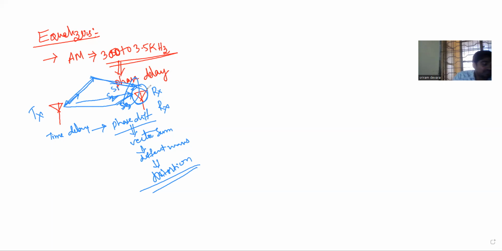Therefore, equalizers will be used. Equalizers are circuits designed to obtain an overall uniform response over the entire working frequency range. If it is AM, 300 Hz to 3.5 kilohertz, we will get uniform characteristics over this range of frequencies. So the definition: an equalizer is a network that is added to the main network to achieve an overall uniform response.